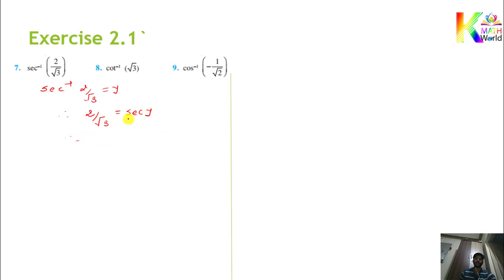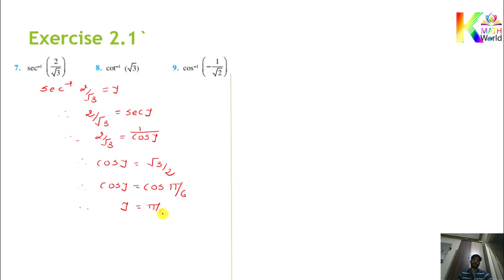Okay. So suppose you can't easily remember the value in terms of sec, then convert it into cos. So 2 by root 3 equals 1 upon cos y. Consider the reciprocal on both sides, so cos y equals root 3 by 2. So cos 30, it means pi by 6. Okay, so what you get? y equals pi by 6.